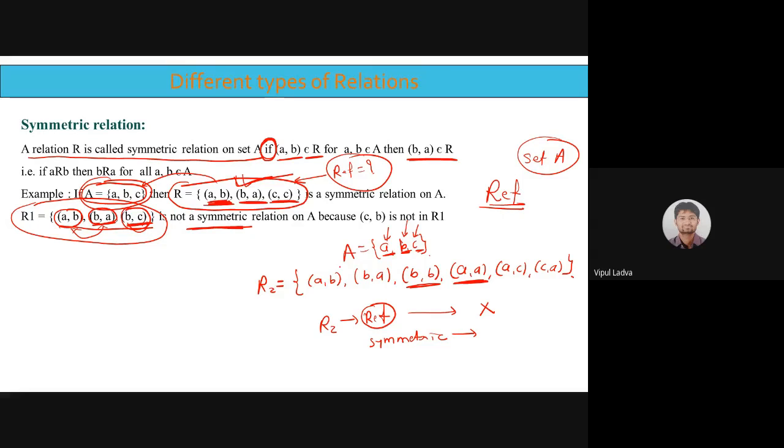Now, to check symmetricity, we need to check each and every pair. A comma B is there, then B comma A must be there. Yes, it is. B comma A is there, then A comma B is there. B comma B, the reverse of this is B comma B. Yes, it is there. A comma A, the reverse will be the same, A comma A, it is there. A comma C, then C comma A must be there. Yes, it is. And C comma A, then A comma C is there. Yes, it is there. So it is symmetric but not reflexive.